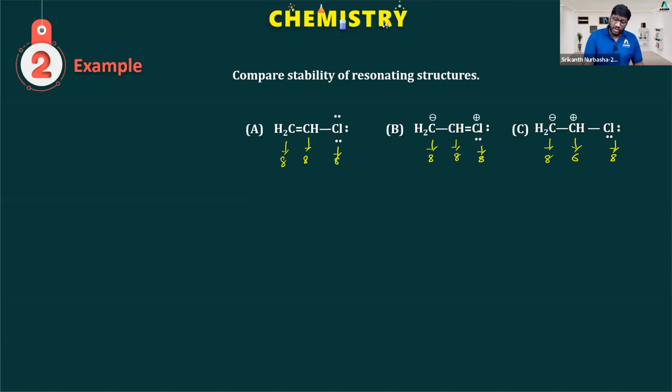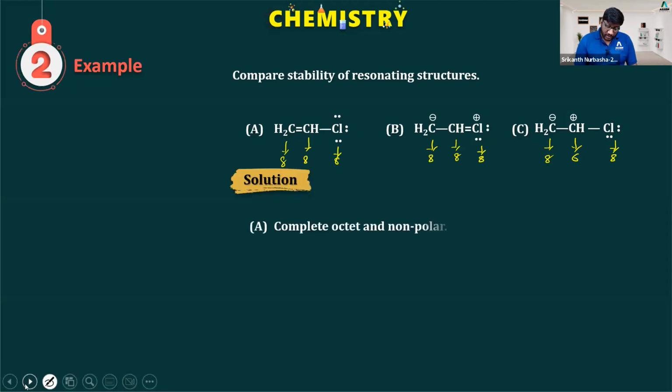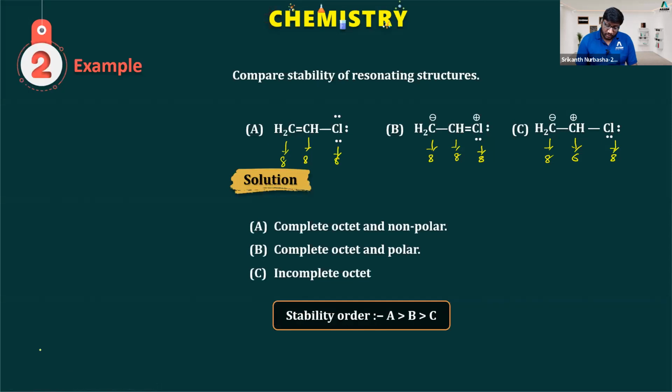So A and B should be more stable when compared to C. And among A and B, which should be more stable? Complete octet means uncharged should be more stable. Yes or no? So A complete octet non-polar, B complete octet polar, C incomplete octet. So A greater than B greater than C. That will be the right order of stabilities for the respective resonating structures. Is that clear, students? Yes.